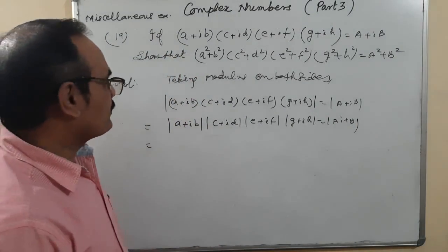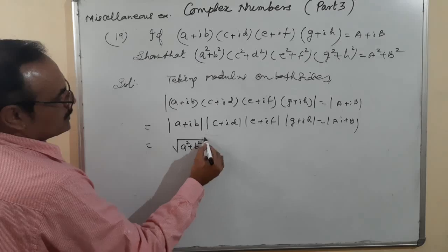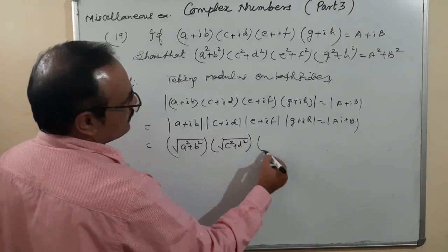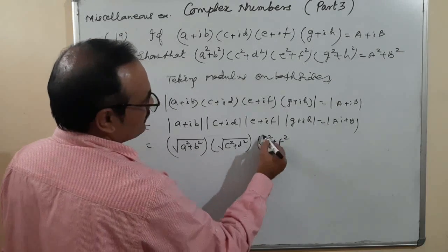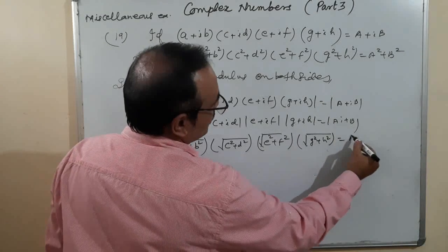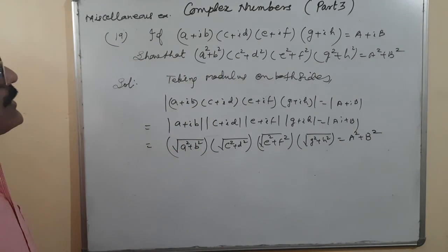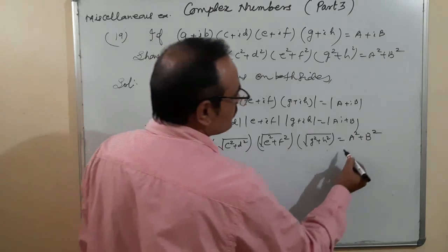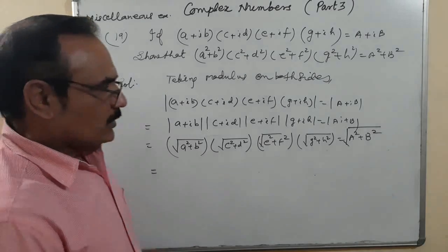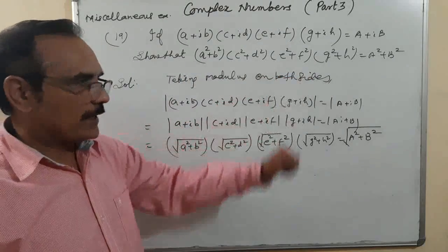Square of real part plus square of imaginary part, in root. So when I write this term, it is root of (a square plus b square) times root of (c square plus d square), e square plus f square, and g square plus h square is equal to root of a square plus b square. Got it? But it is also in root. What would be the next step? Just you guess. What is the next step?